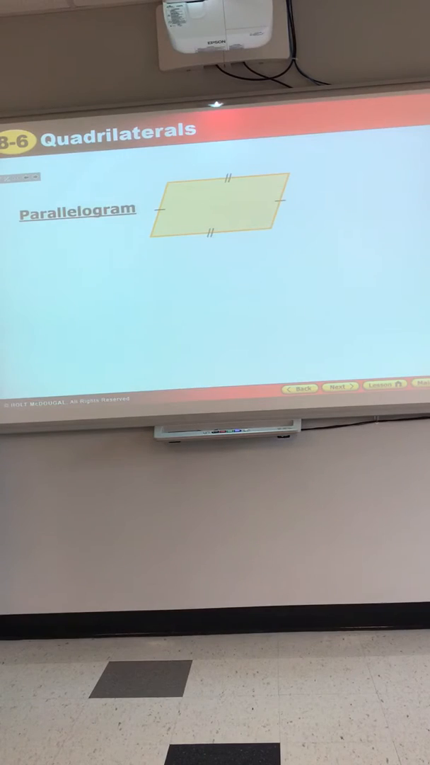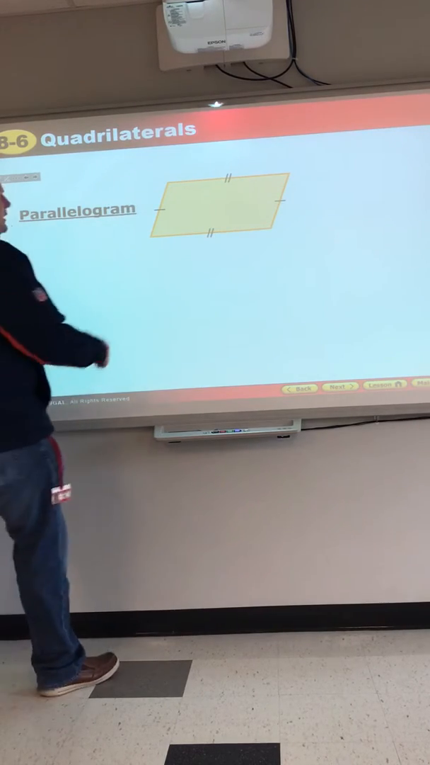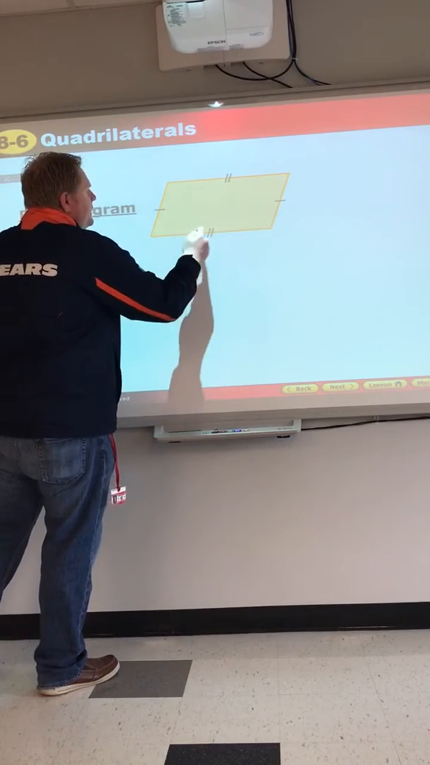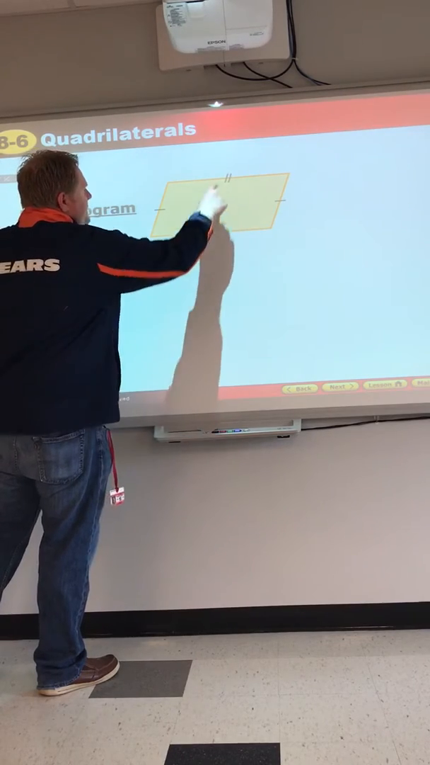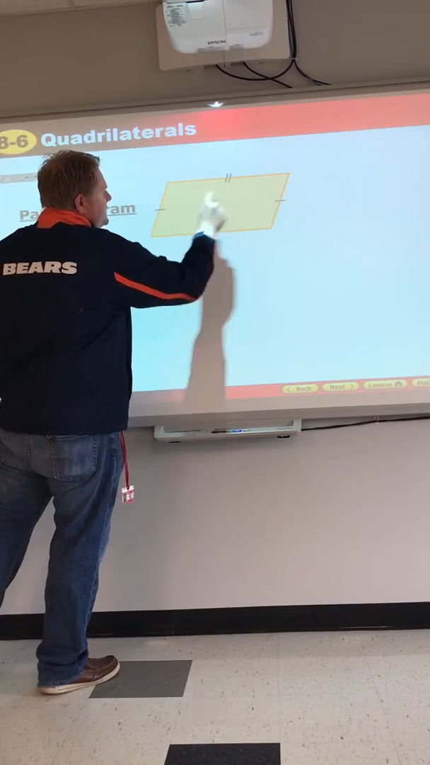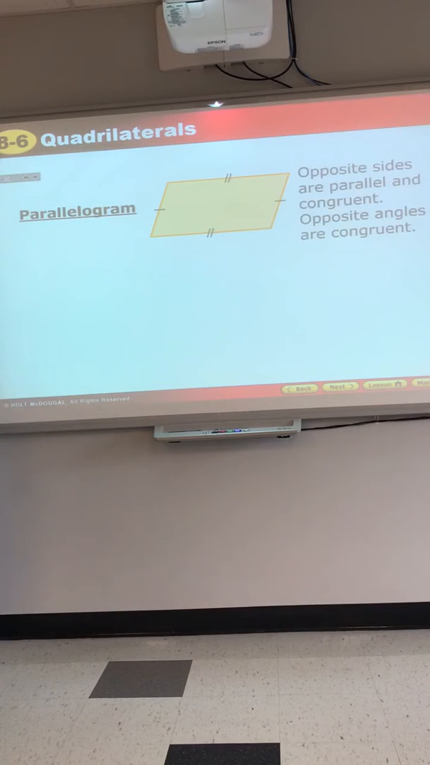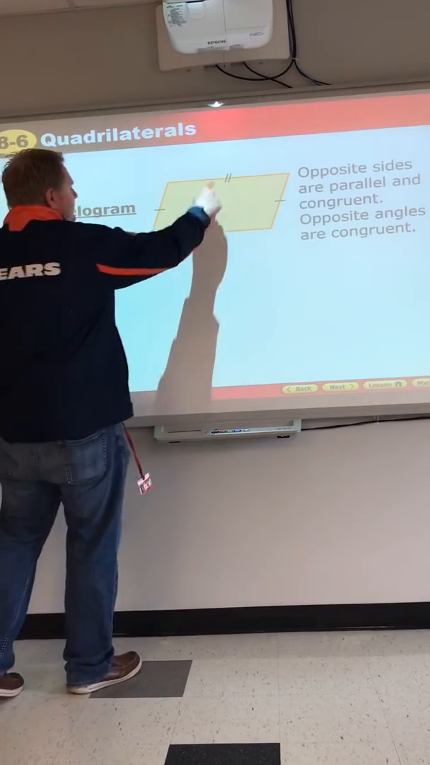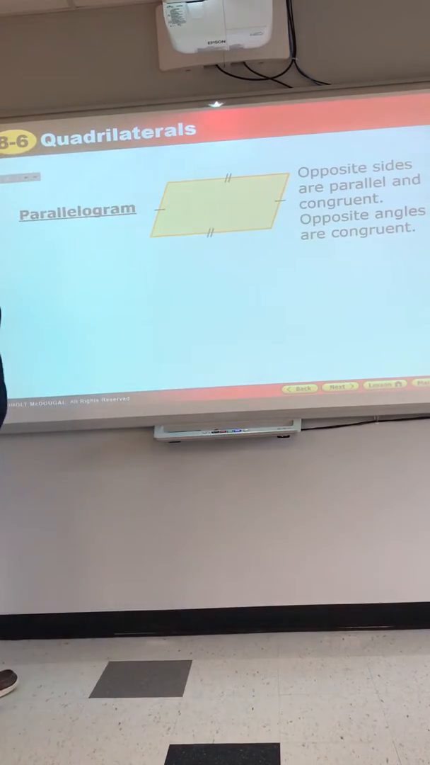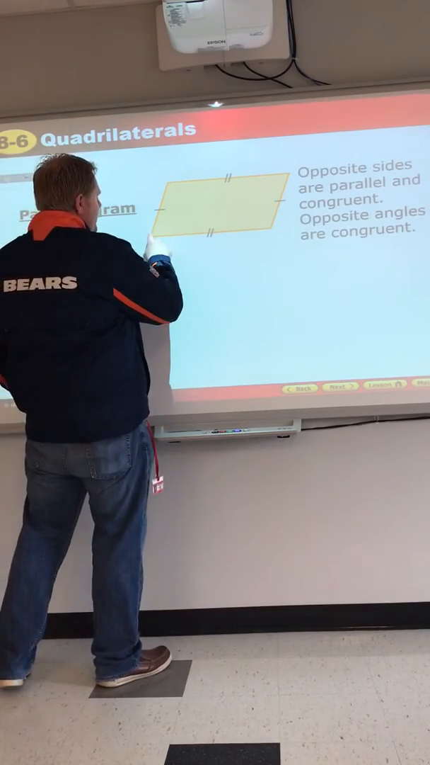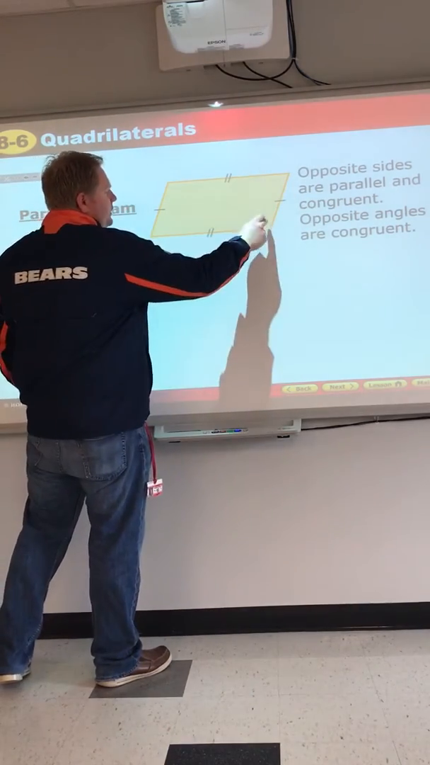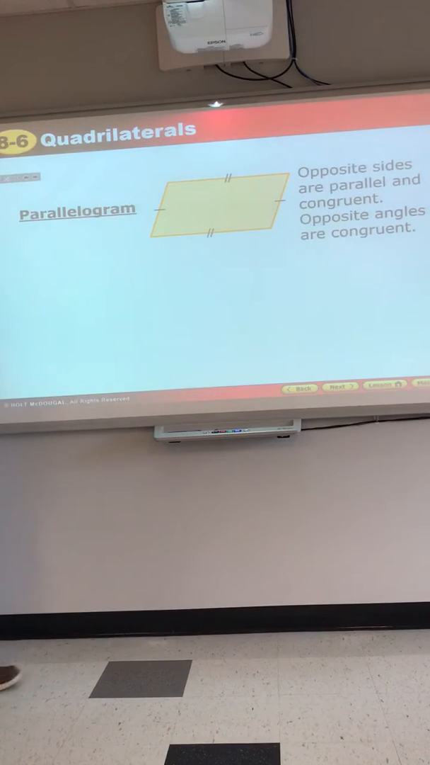All right, parallelogram. We see with the parallelogram, these sides are parallel. These sides are parallel. These sides are the same or congruent. These sides are the same or congruent. There's all the words. Opposite sides are parallel and congruent. Opposite angles are congruent. An important thing to remember. So this angle and that angle, congruent. This angle, that angle, congruent.